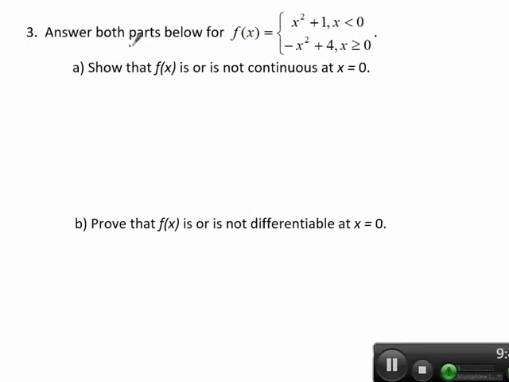Number 3, answer both parts below for f of x equals this piecewise function given here. Part A, show that f of x is or is not continuous at x equals 0.